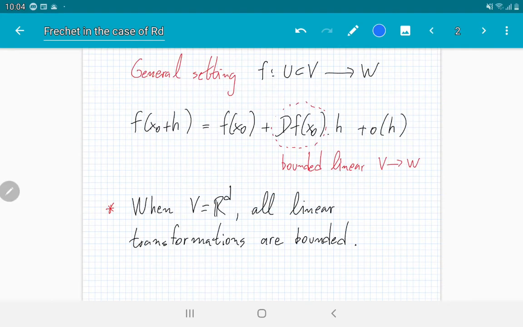Okay, a recap. We have a function between two Banach spaces v and w with their respective norms. When we say that, we have x naught belonging to u. When we say that f is Fréchet differentiable at x naught, we mean that if we write f of x naught plus h, that's equal to f of x naught plus this bounded linear map applied to h, plus a remainder term. And remember that by definition, the remainder term is something that when you divide it by the norm of h and send h to 0, this remainder term should go to 0.